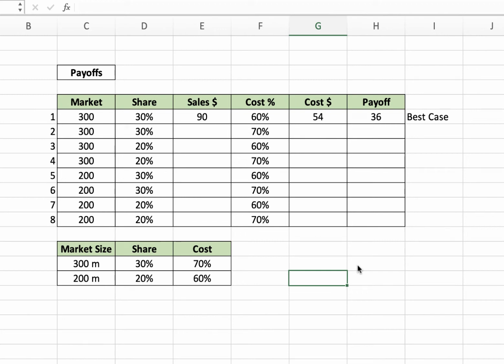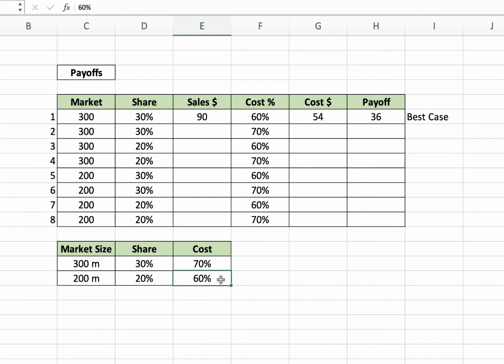The KeyWest case. As we learned, the KeyWest case is a decision analysis that involves three chance events. First, the market size could either be large or small, 300 mil or 200. The share that KeyWest is planning for, 30% or the large share versus 20%, the small share. And then their costs for production are also a chance event with two states of nature, either the high cost at 70% of sales or the low cost at 60% of sales.